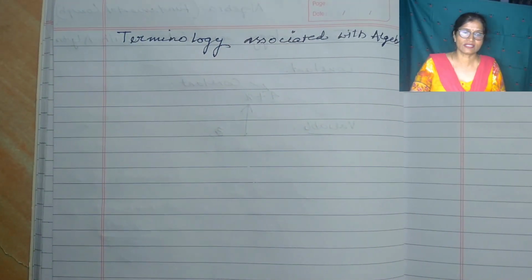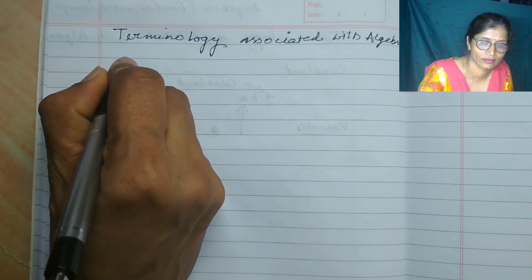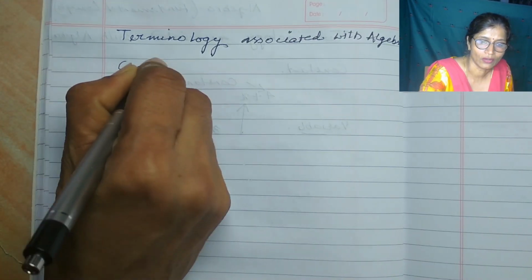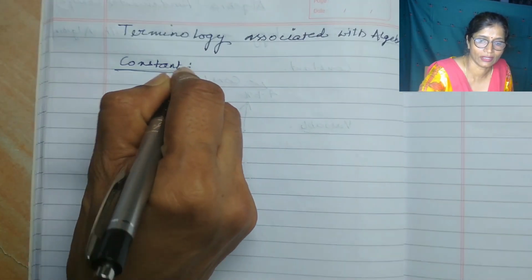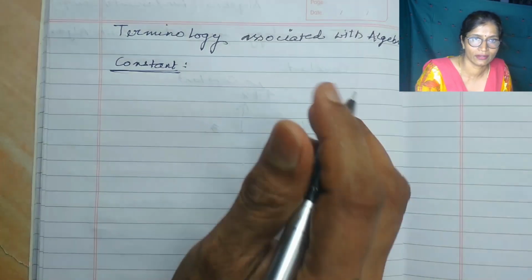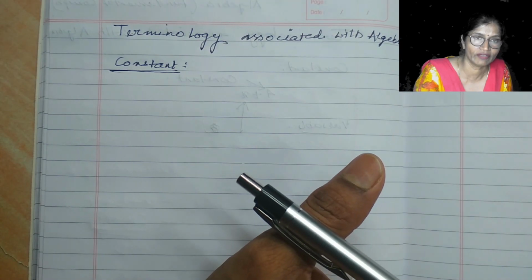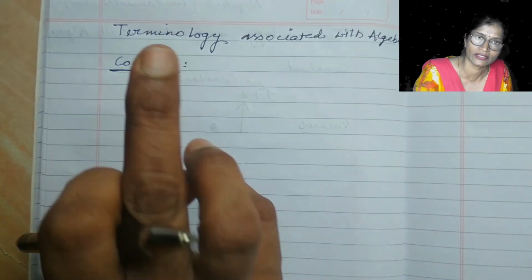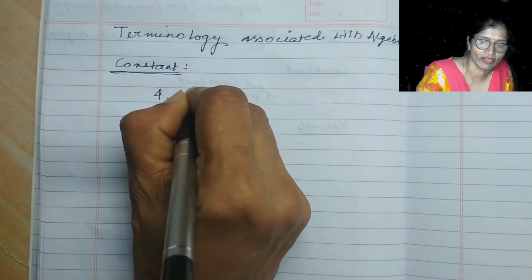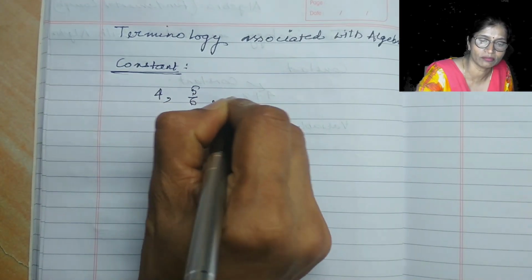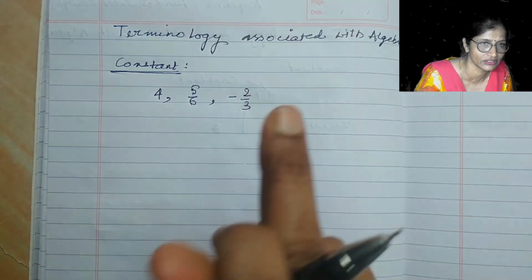So first I'll explain to you what is a constant. Constant is generally a pure number because its value will not change. If the value will not change, then that is a constant. For example, suppose I say 4, it is a constant. 5 by 6, that is a constant. Minus 2 by 3, that is also a constant because its value will not change.